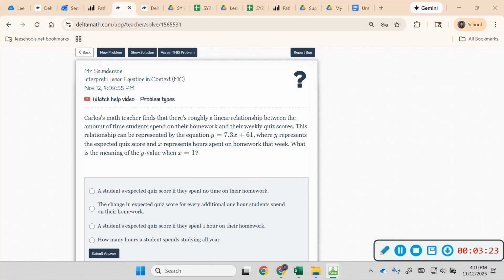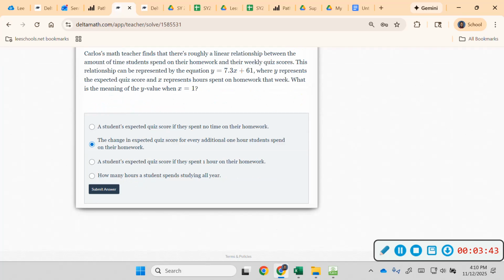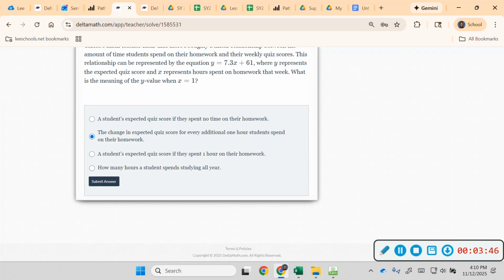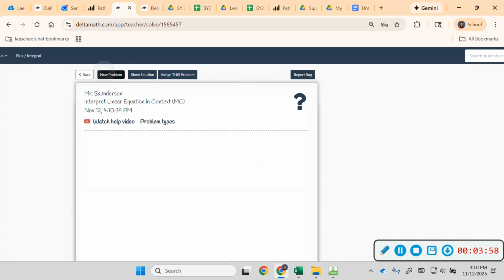So what does the 7 represent? The change in expected score for every additional 1 hour spent on doing your homework. And the expected score would have been the 68. So I think this is the one. No? Students' expected score when they spend 1 hour on their homework. Oh no! Oh yes, it does say what's the y value when x is 1. So it would have actually been this, because I didn't read the question properly. It said what's the y value when x is 1.